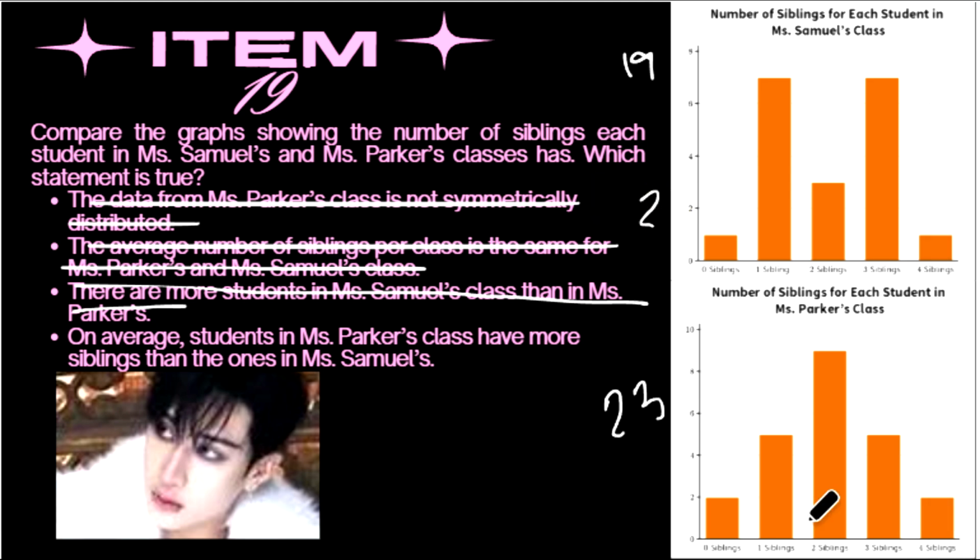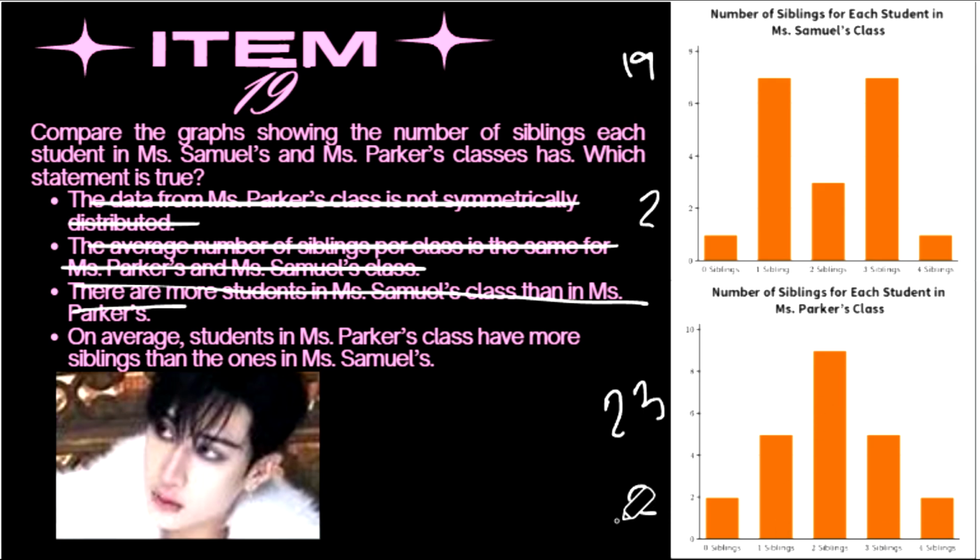Okay, let's do this one down here. We have 0 siblings, 1 sibling, there's 5. So there's 5 plus 2 siblings at 9, there's 18. 3 siblings at 5, that's 15. And 4 siblings at 2, that's 8. So that's 46 divided by 23 gives us 2. So on average, students in Miss Parker's class have more siblings than the ones in Miss Samuel's class.